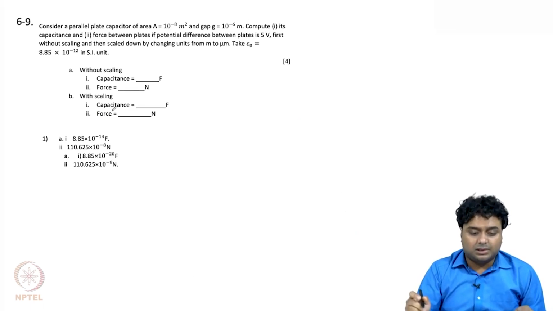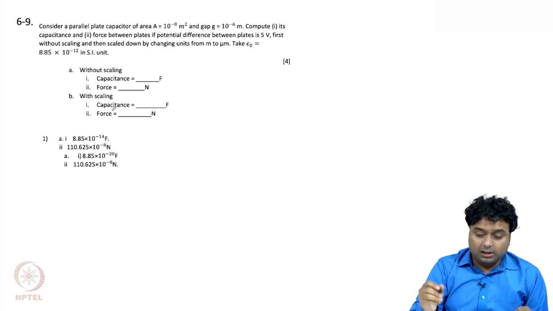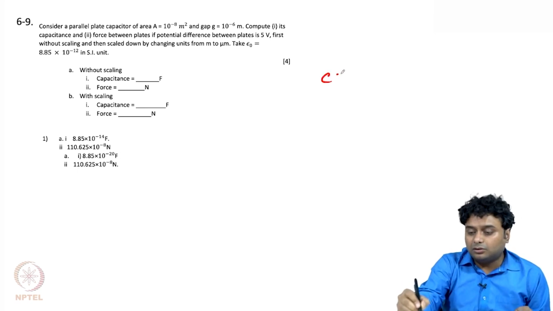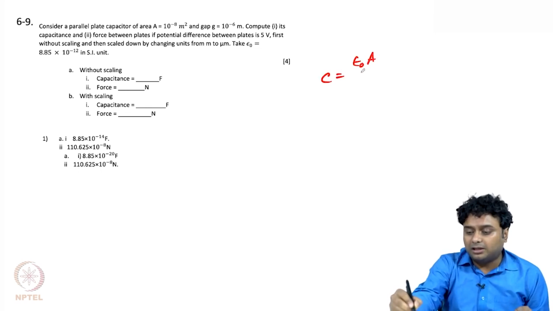Now the next question is very simple. Actually we have just been asked to calculate the capacitance and force for two different cases, again just by changing the unit from meter to micrometer. Now the objective of this question is to make you understand that you will see in the answer that while the force is the same, the capacitance is different, but still the force is the same, and that we will calculate now. So we know that C is equal to epsilon naught A by D. Let's say we are considering free space.